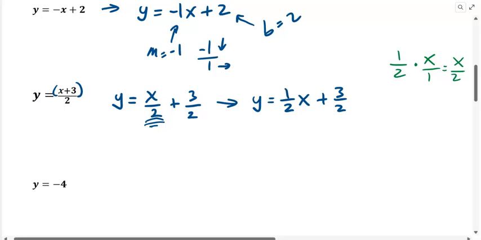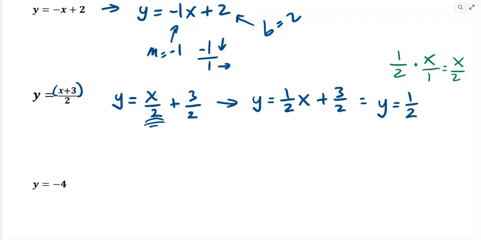Now, 3 over 2, of course, is the same thing as 1.5. So you could say that this line has a slope of 1/2. That means it goes up 1 and over 2.